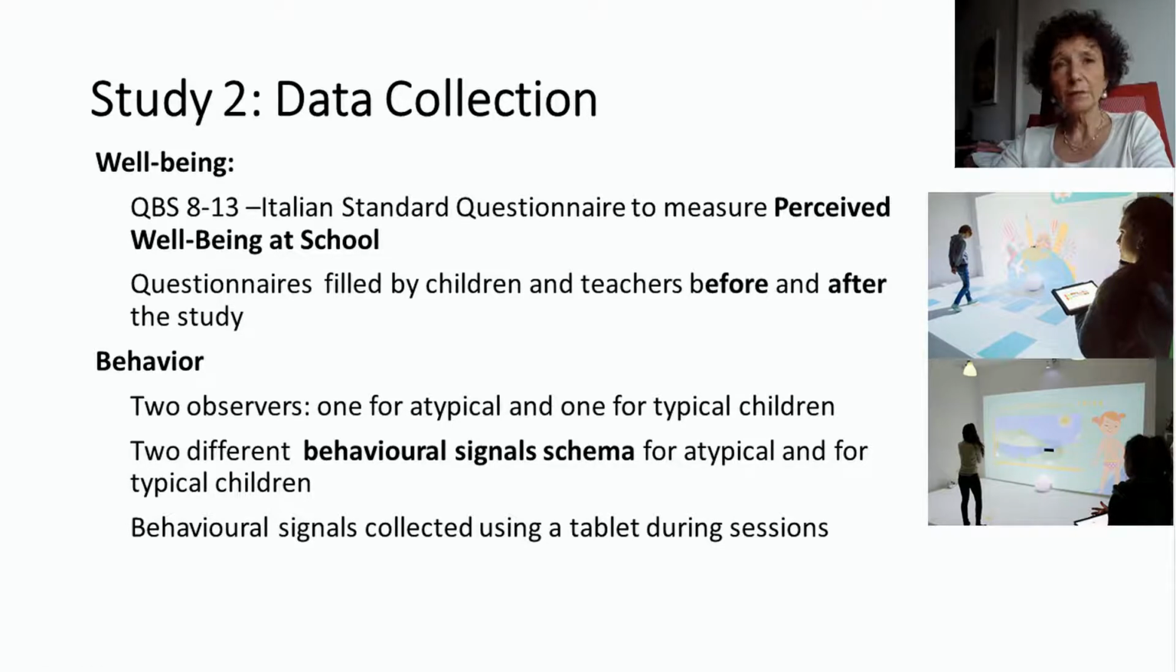To measure behaviors, 2 observers in each session recorded behavioral signals using a simple tablet application. The application was co-designed with a group of experts in pedagogy, psychology, and disability. They defined two behavioral signal schemas, one for atypical children and one for typical children. Each observer in the room focused on observing a specific population and recorded signals by tapping on items of the corresponding behavioral signal table in the tablet.